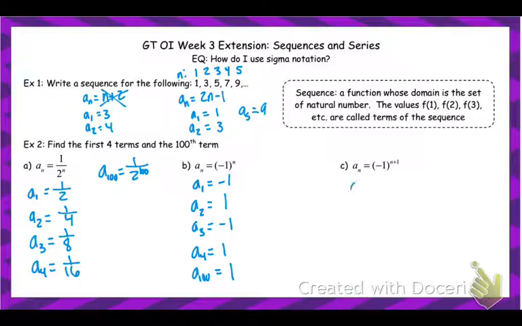This next one's going to be pretty similar, except when I plug in 1 this time, that becomes negative 1 to the second, and negative 1 squared is a positive 1. So then if I plug in 2, that would be negative, positive, negative. So it's still alternating, but it's alternating in an opposite way. So the 100th term, if I plugged in 100, that would be negative 1 to the 101, which would be negative 1.